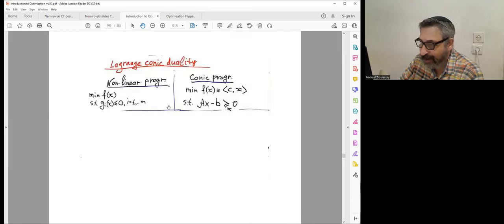And what I suggest to do now, the thing that was not in the lecture, is to show the similarity between duality in nonlinear programming, which we already learned, and conic programming, which we are learning now. So I wrote two problems, one next to the other, and you may get used to it. Usual nonlinear programming is minimize some nonlinear function subject to functional constraints less or equal zero.